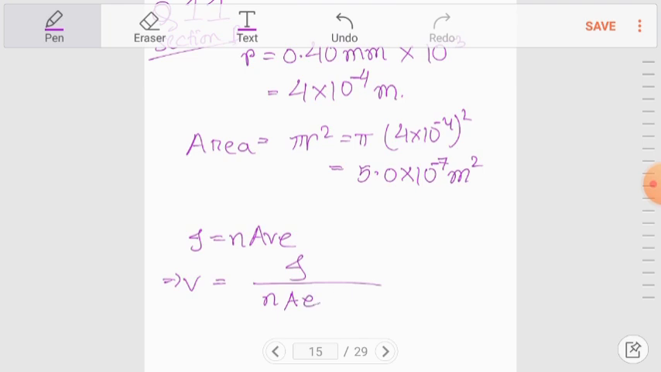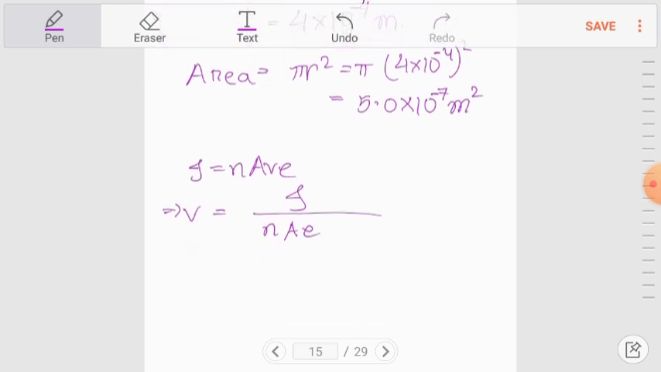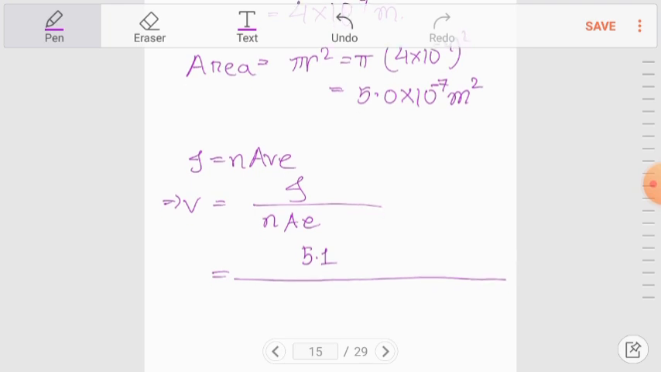N A E. N is the number of charge carriers, I is current, A is area, E is the charge of an electron. So let's put in the values together. Here the value for I was 5.1. So 5.1 would be on the numerator, and on the denominator the value for N was 8.5 into 10 to the power 28.